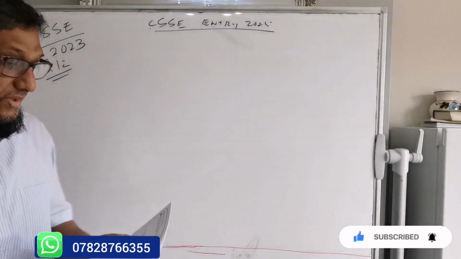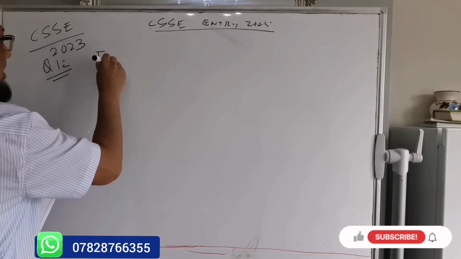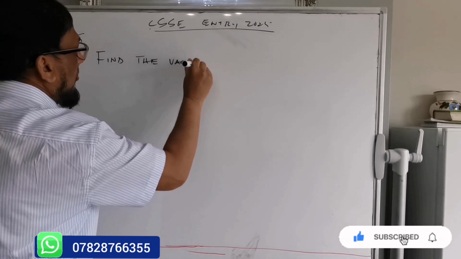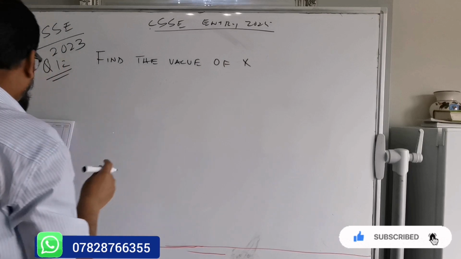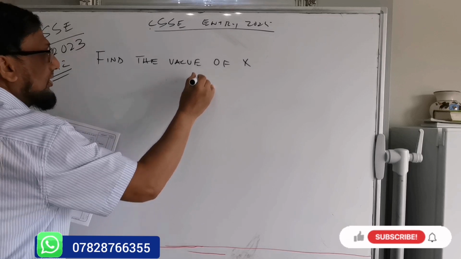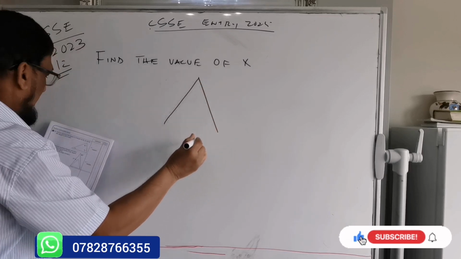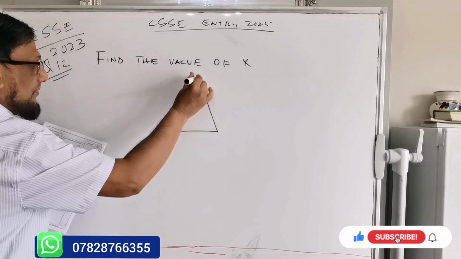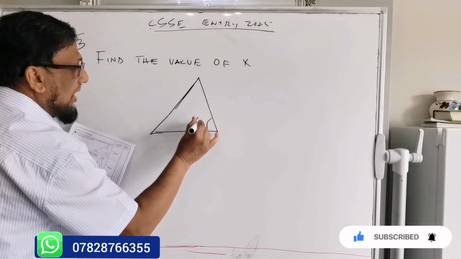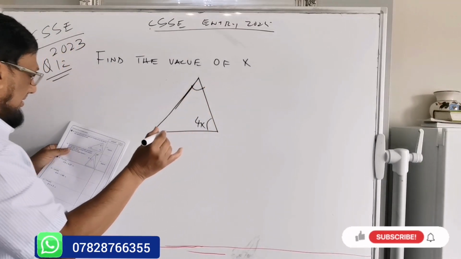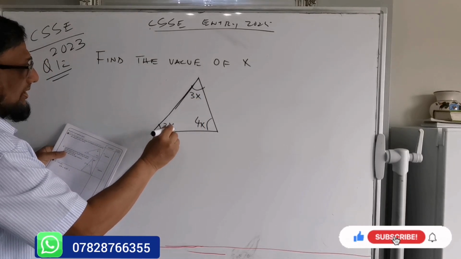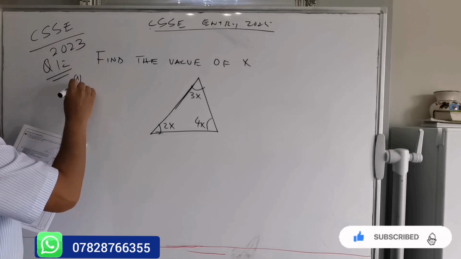So question number 12 says find the value of x. Okay, and they are giving you this triangle. It says this one is 4x, this one is 3x, and this one is 2x. So question number 12, part A.